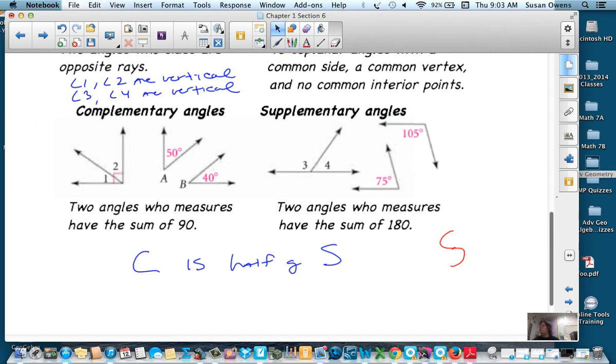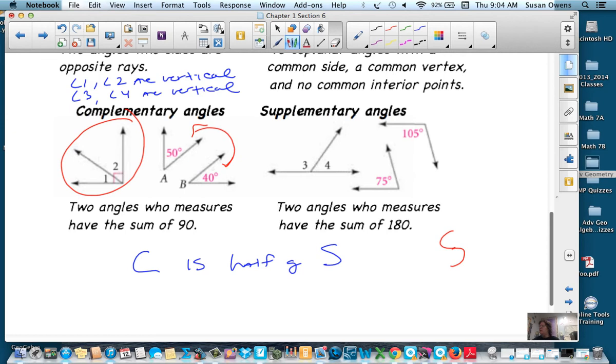They do not need to be next to each other. So if I was talking about these angles, I would say they're adjacent and complementary. These angles right here are just complementary. And the same over here. If I was looking at these angles, I would say they're adjacent and supplementary, but these angles are just supplementary.